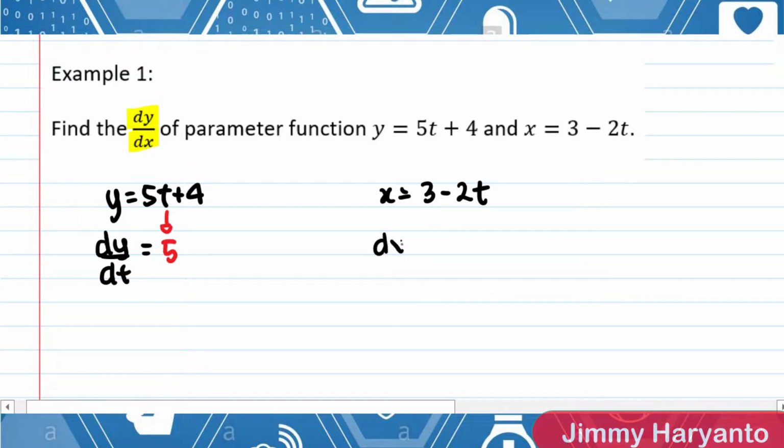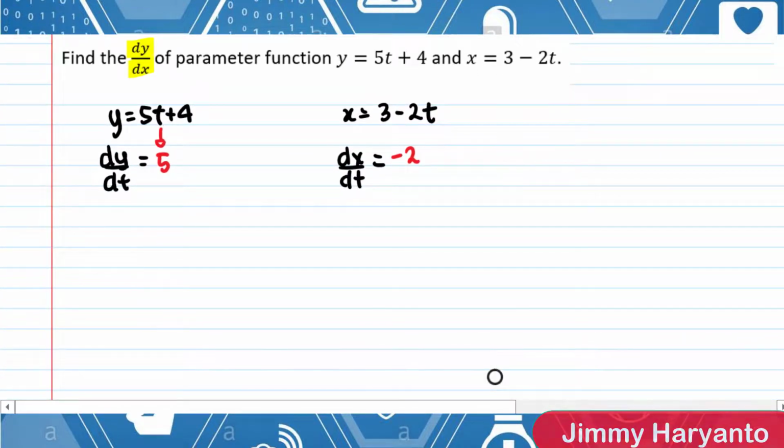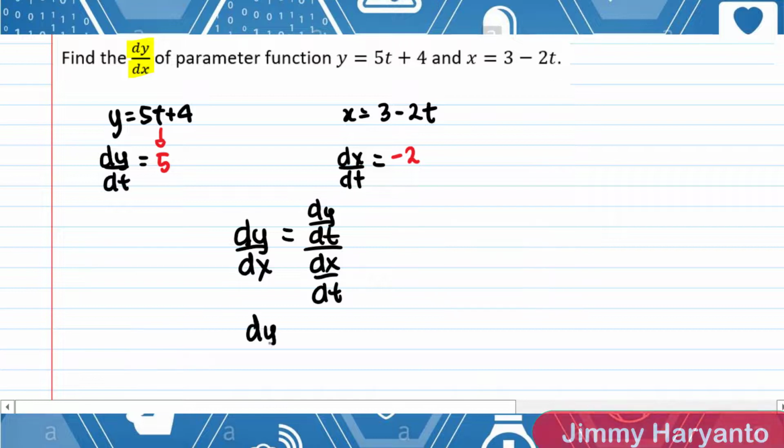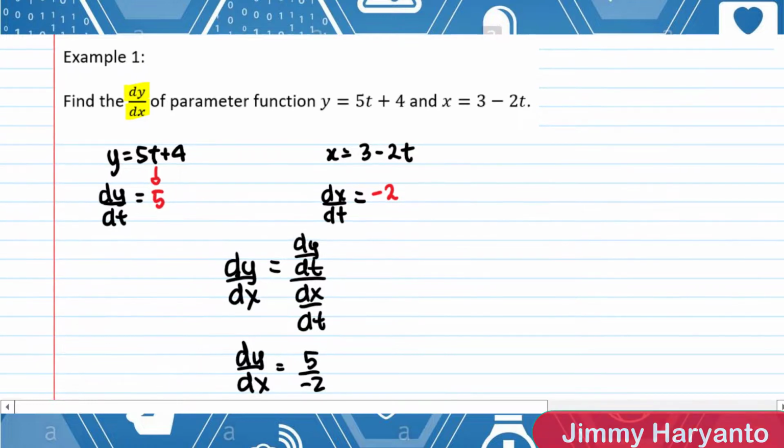Next is dx over dt. For dx over dt, it will become 0 minus 2. So it will be negative 2. That means the dy over dx will be dy over dt over dx over dt. So the final answer will be 5 over negative 2 equals to negative 5 over 2. Yeah, this is the differentiation of this function.